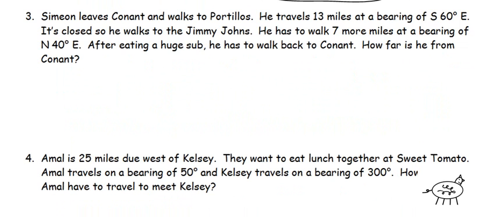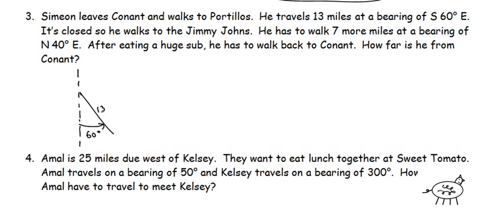Simeon, good old Simeon. Simeon leaves Conan and walks to Portillo's. He travels 13 miles at a bearing of south 60 degrees east. Okay, so it's not a north-south line. It's just he's traveling, here's your dotted line, and south 60 degrees east. Of course, this is south at 60 degrees, and this is 13. It's close. It's kind of a bummer.